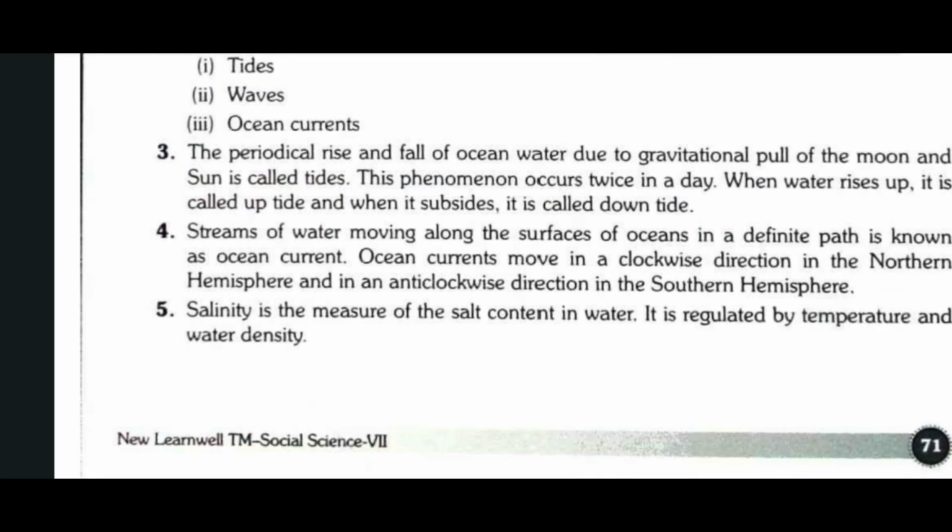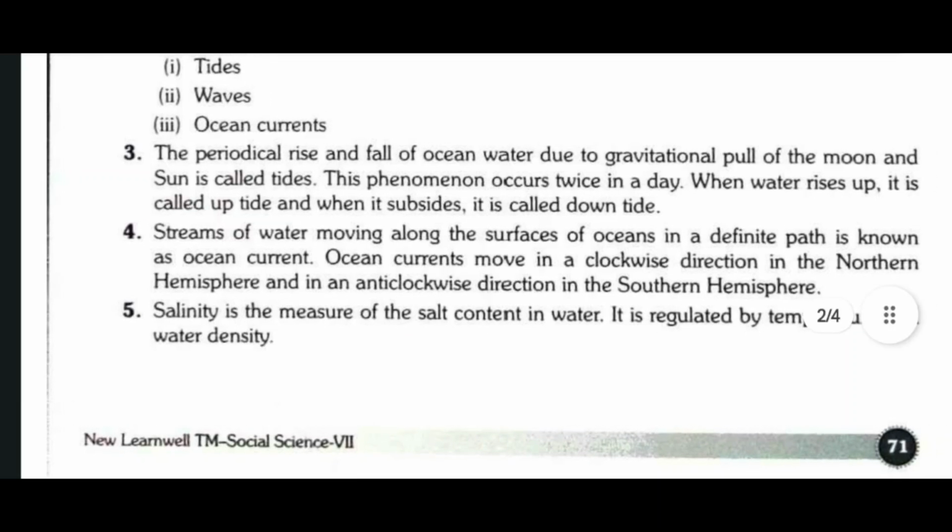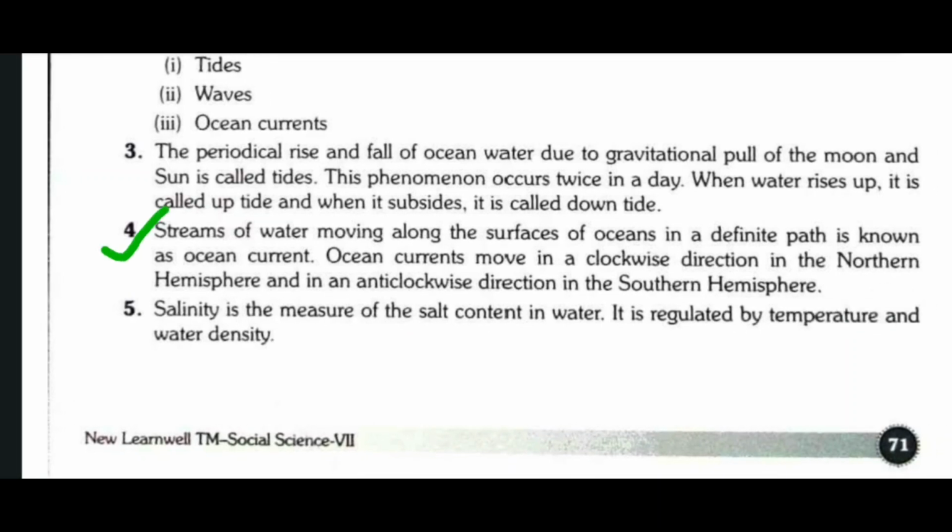Then question number 4, what are ocean currents? Streams of water moving along the surface of oceans in a definite path are known as ocean currents. Ocean currents move in a clockwise direction in the northern hemisphere and in an anti-clockwise direction in the southern hemisphere.